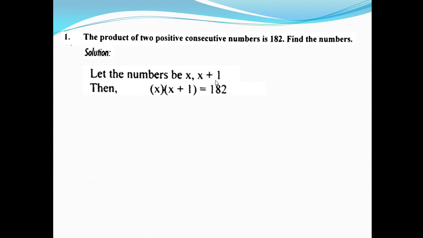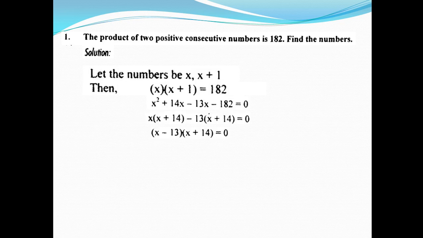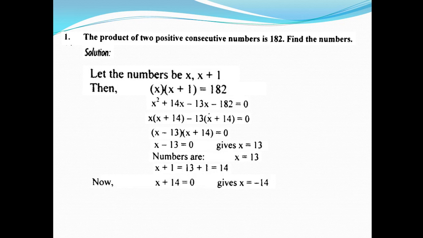The product of the two positive consecutive numbers is 182. x multiplied by x plus 1, that is x square plus x. After the simplification, apply the factorization method, then we get x minus 13 and x plus 14 is equal to 0. x minus 13 is equal to 0, and x is equal to 13, and x plus 1 is equal to 13 plus 1, 14. x is equal to minus 14 is a wrong value.